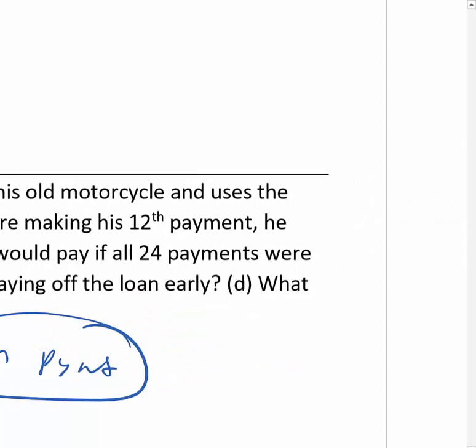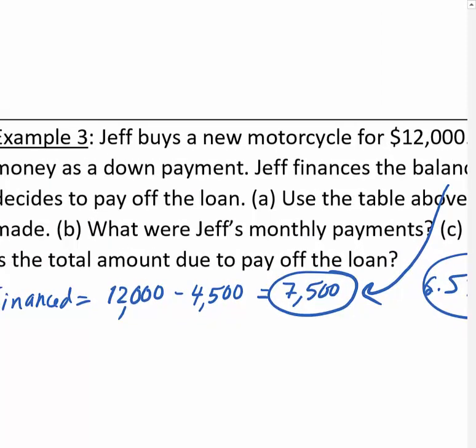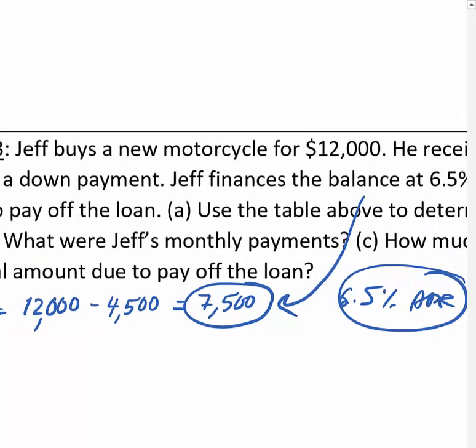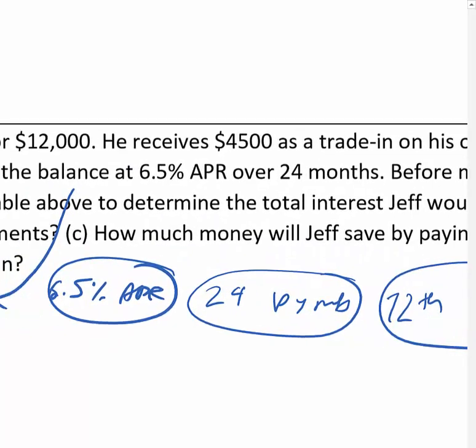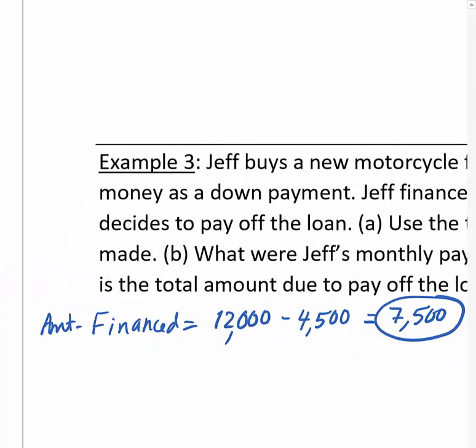What is it? He tries to pay off the loan. So the first one is to use the table to determine the total interest Jeff would pay if all the payments were made. Okay, if he didn't pay it off early. So they're saying what's the interest? Or the finance charge, I guess we're calling it here, right? Same thing.